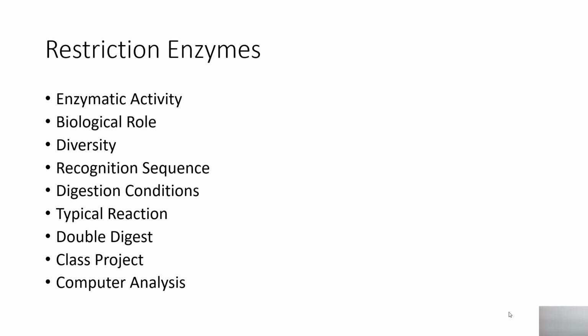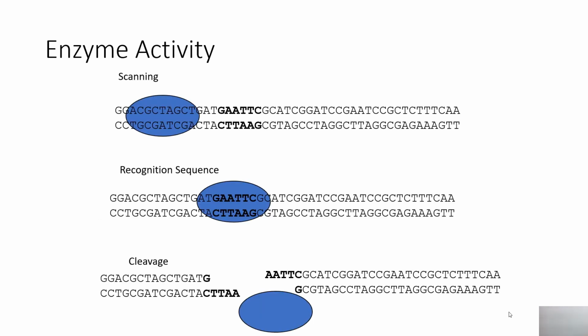So, restriction enzymes have enzymatic activity. Obviously, that's why they are enzymes. They have a biological role. Definitely, it's diverse. There are a lot of different types. Diversity is there. Recognition sequence makes it more specific. Digestion conditions might also be different for different enzymes. The optimum temperature, optimum pH, all of these needed for any enzyme to work optimally to the best of its capacity might be different for different enzymes. Typical reaction mechanism, and double digestion, how it occurs, we digest twice. All of these are important.